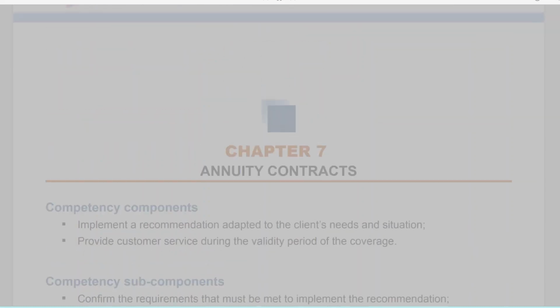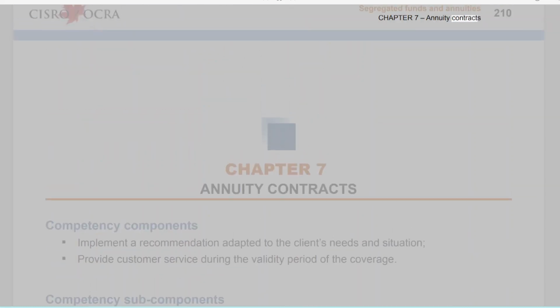Segregated Funds and Annuities. Chapter 7, Annuity Contracts. 210.